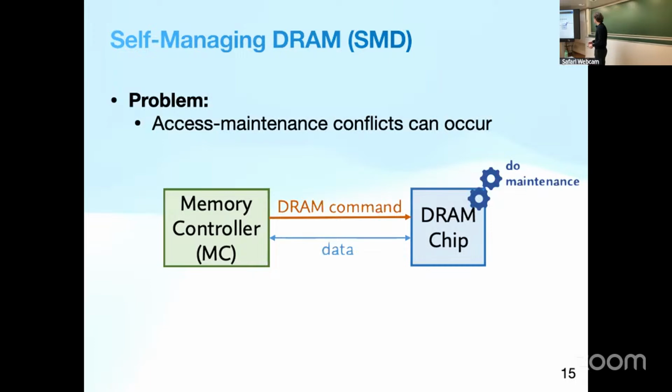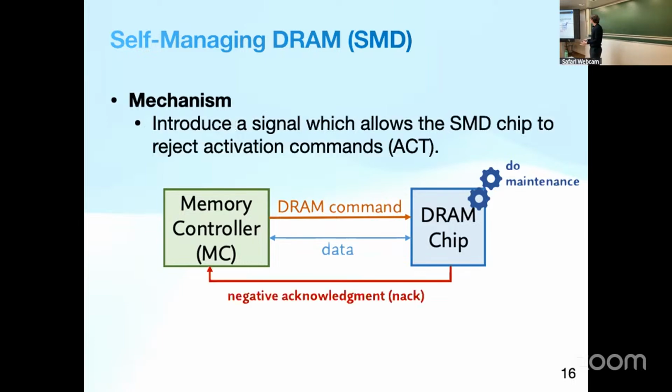So first, the problem of why we cannot just implement any autonomous maintenance operations as it is now is that, for example, if a memory controller were to send a DRAM command to the DRAM chip, which just currently decided to do maintenance on whatever region wants to or has to be accessed right now, then an access maintenance conflict can occur. This we would not want, as the memory controller currently would not know how to deal with that.